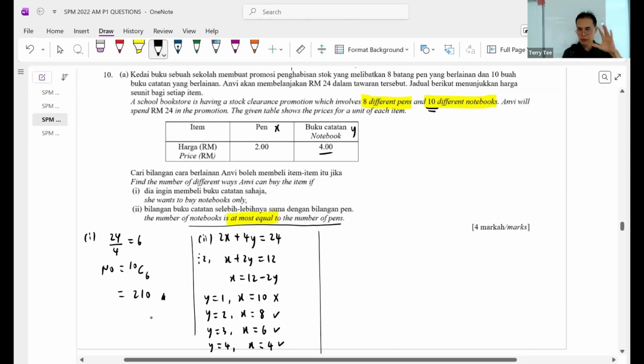Now, I always like to list it out this way. I've got how many pens? 8. How many notebooks? 10. Right? You can buy 2 notebooks, 8 pens; 3 notebooks, 6 pens; 4 notebooks, 4 pens. So I do my calculation first.